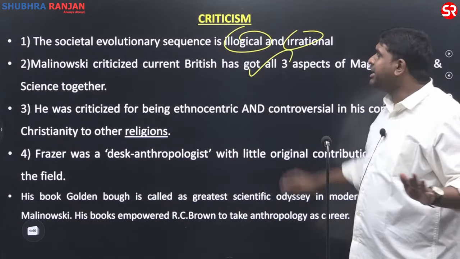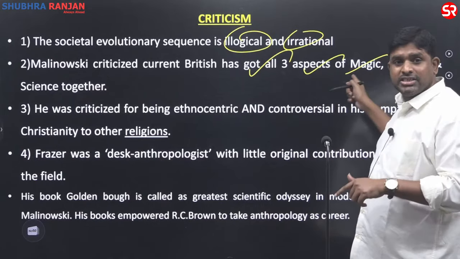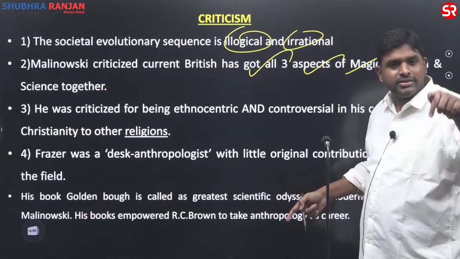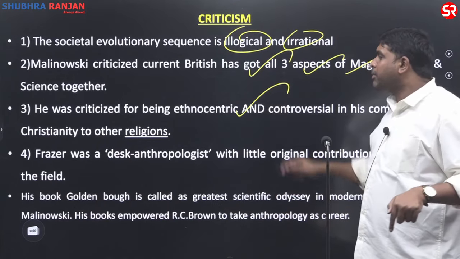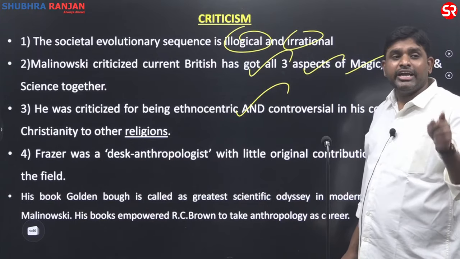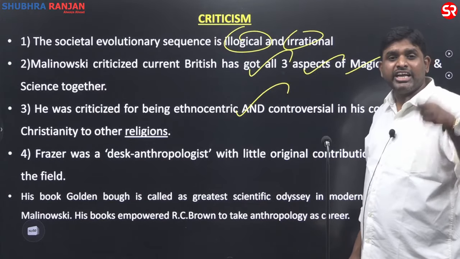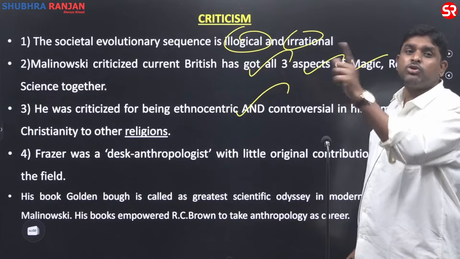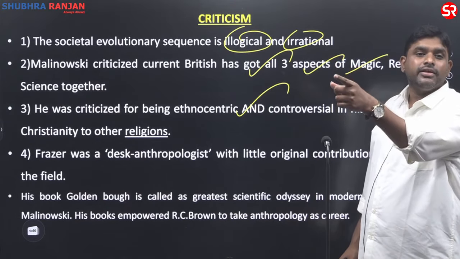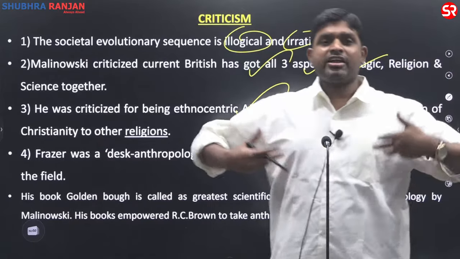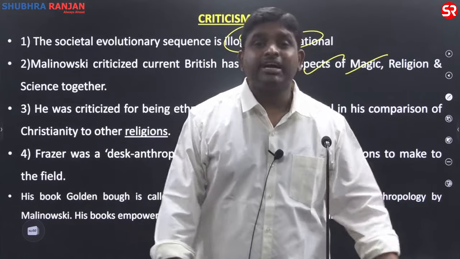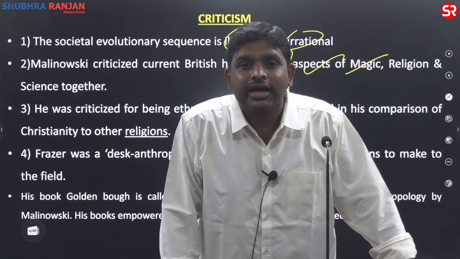Malinowski criticized that current Britain has all three aspects of magic, religion and science. Today also we have magic, religion and science. He was also criticized for being ethnocentric. Why? Because you told of British society as the one society every other society aspires to become. Means you are telling British as a role model. Why should I accept? You are ethnocentric means we are great. British society is great. My society is great. That particular feeling is called ethnocentric.